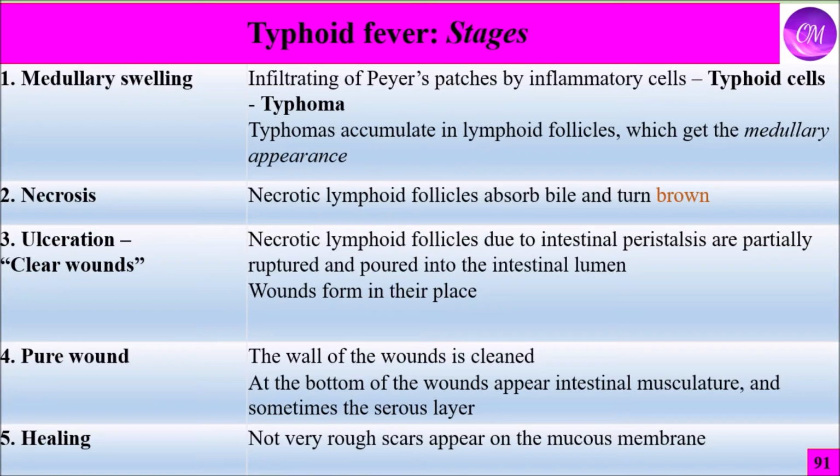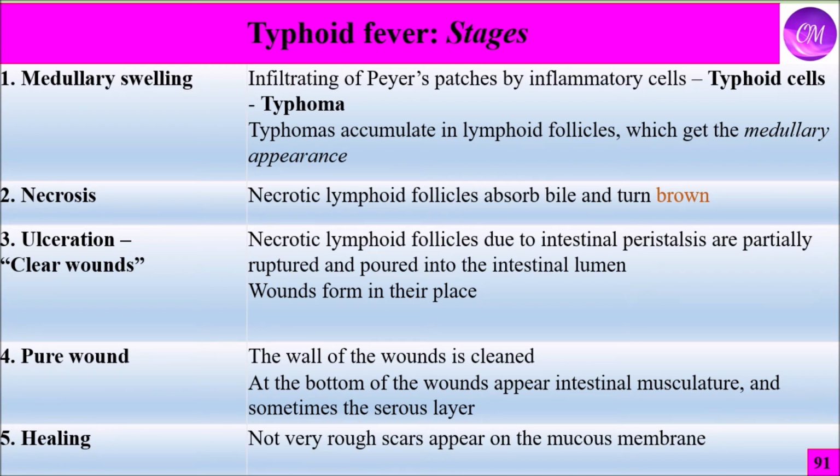There are 5 stages of the disease. First is the medullary swelling: infiltration of Peyer's patches by inflammatory cells, typhoid cells, which form typhomas, the granulomas. Because this is typhoid fever, it is also a granulomatous disease. Typhomas accumulate in lymphoid follicles, which get a medullary appearance. They resemble the structure of the brain gyrus.